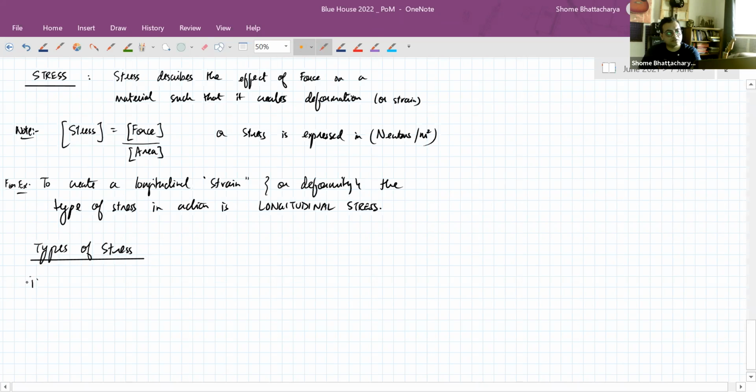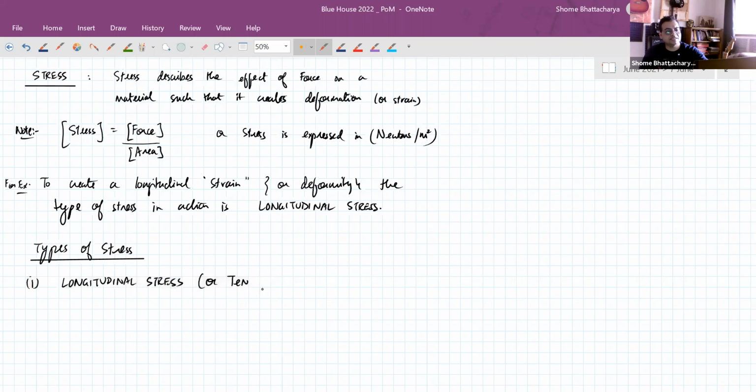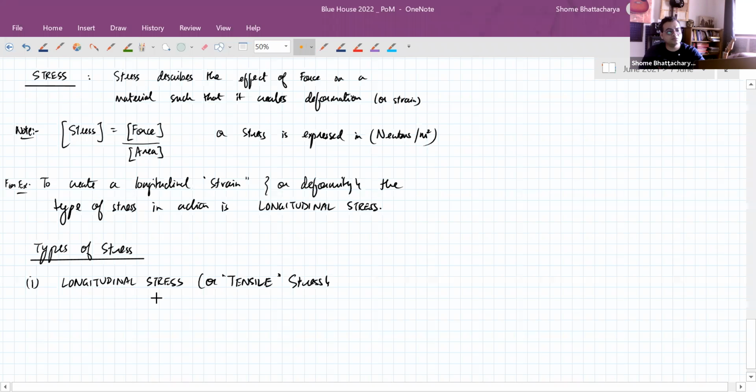So the first type of stress is longitudinal stress, also called tensile stress. Okay. So if you hear the term tensile stress, you know it's the same thing as longitudinal stress. The term tensile is actually coming from tension. So longitudinal stress is defined as tension per unit area of cross section. The tension force in a longitudinal body. Okay.